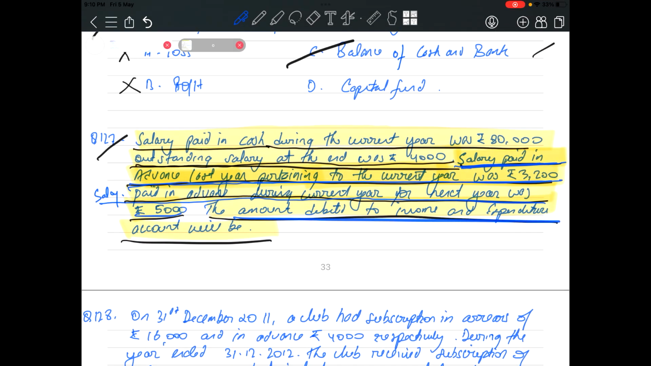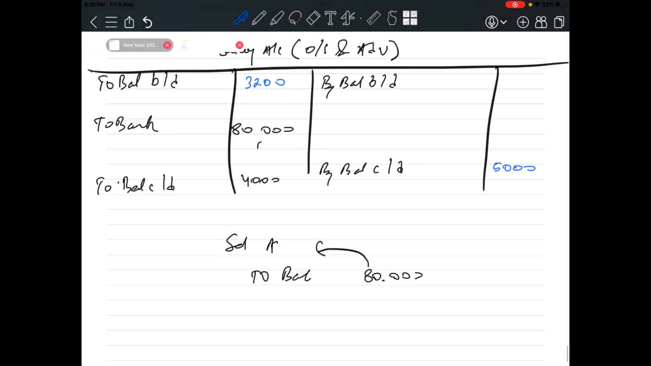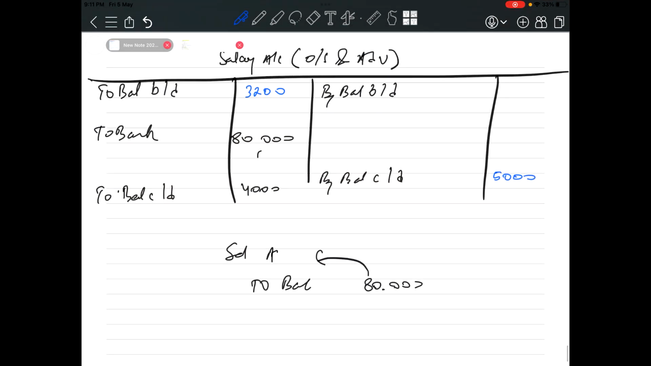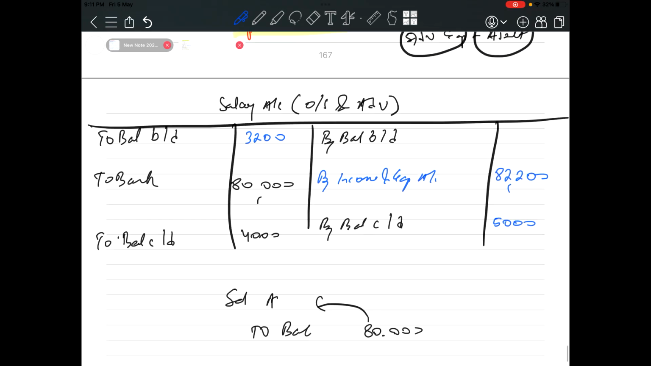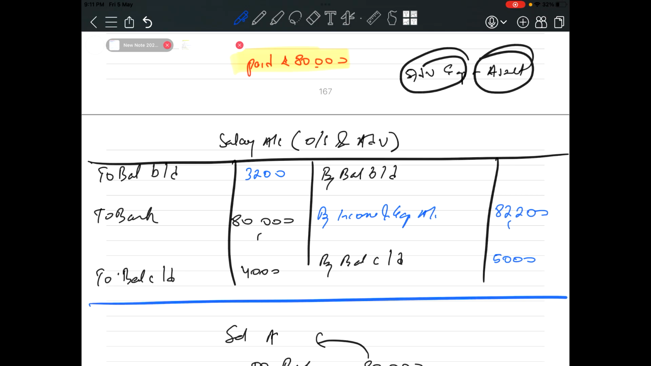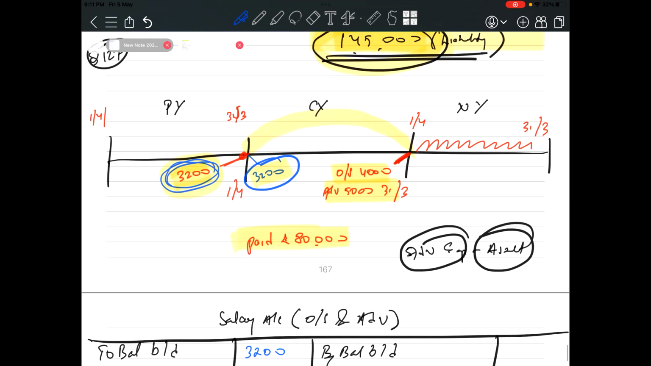Now we have to find out the amount debited to income and expenditure account. So simple. We will add 3,200 plus 80,000 plus 4,000 minus 5,000. So what will be the answer for this? By income and expenditure account, the answer will be 82,200. I hope this is easy. Now you note this down, if you want the timeline.